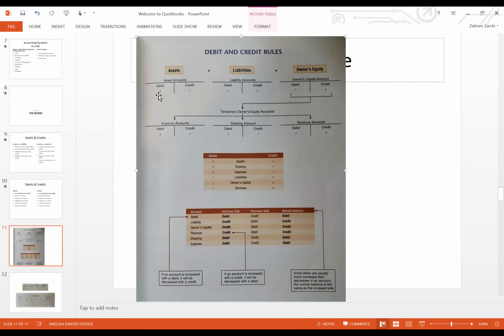So how does it go up? How does it increase? You get a plus on the left side, and debits are always on the left. Liabilities and owner's equity are on the right side of the equation. So how does it go up? The pluses are on the right side with credits.